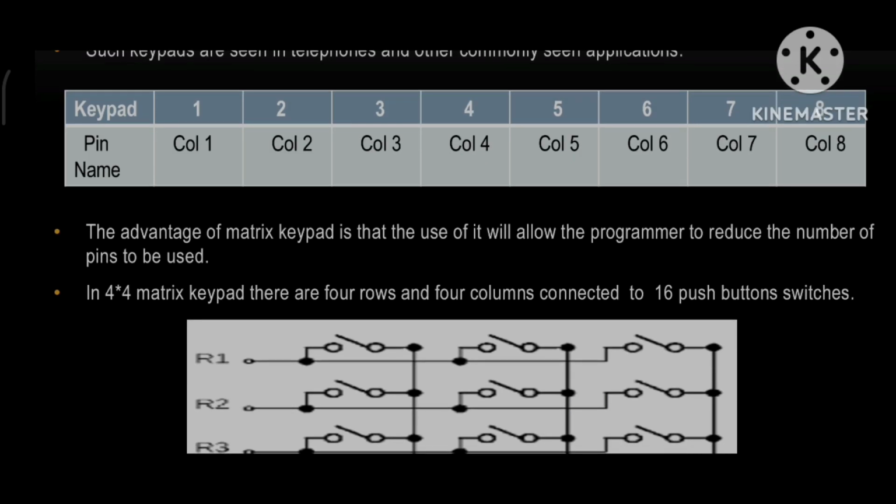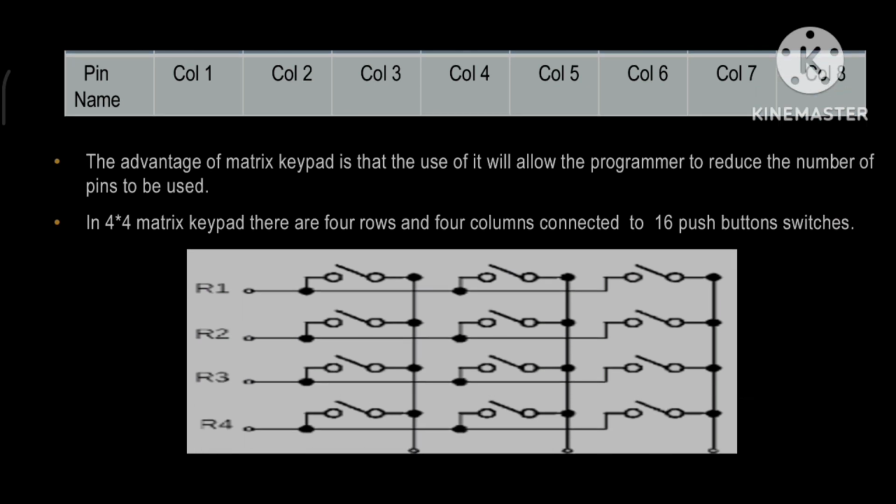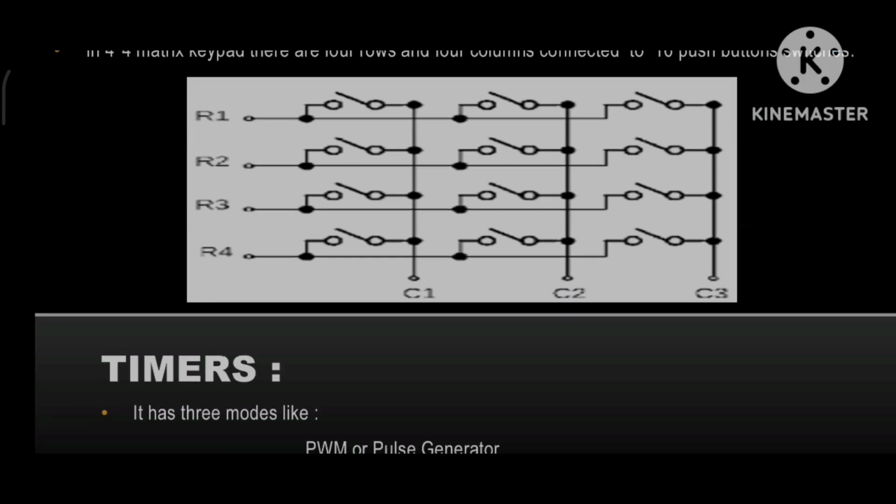The advantage of the matrix keypad is that it allows the programmer to reduce the number of pins used, while programming each specific key to give an instruction. In a 4x4 matrix keypad, there are 4 rows and 4 columns connected with 16 push button switches.